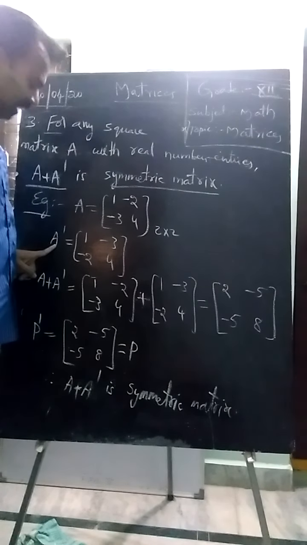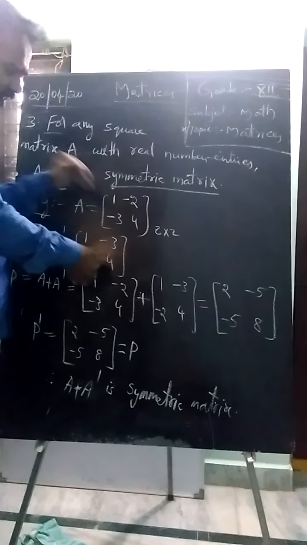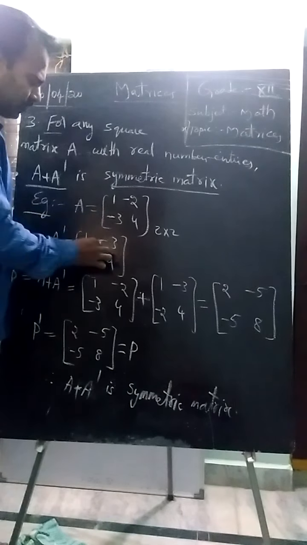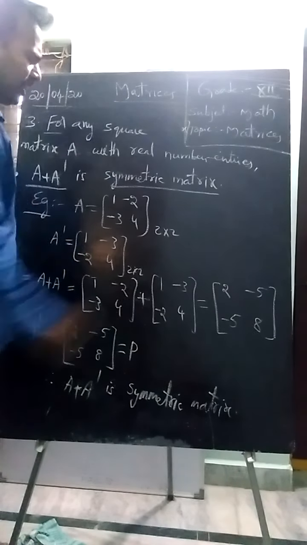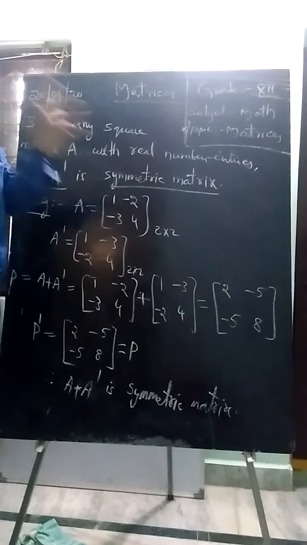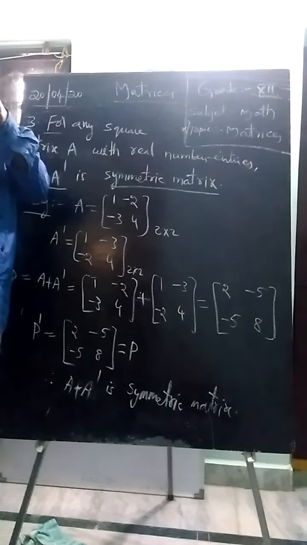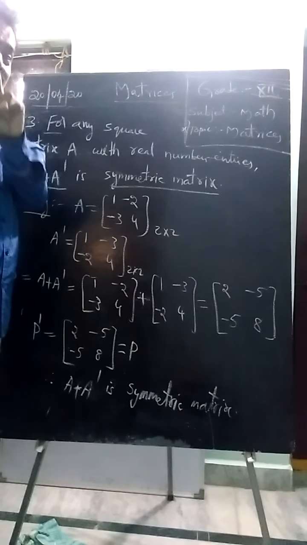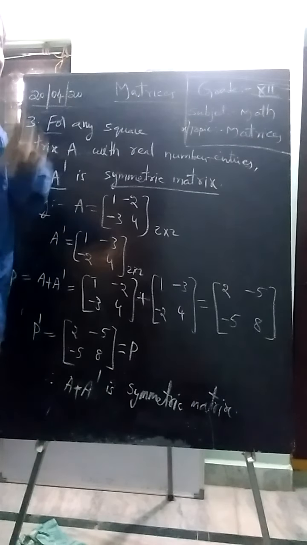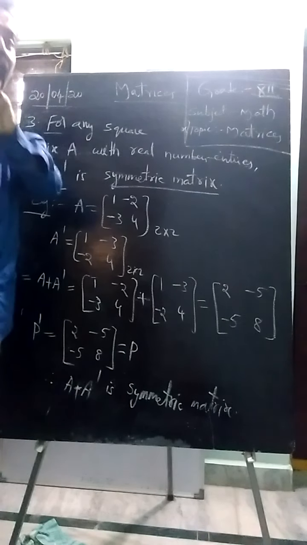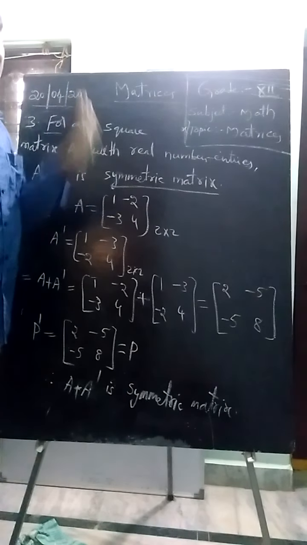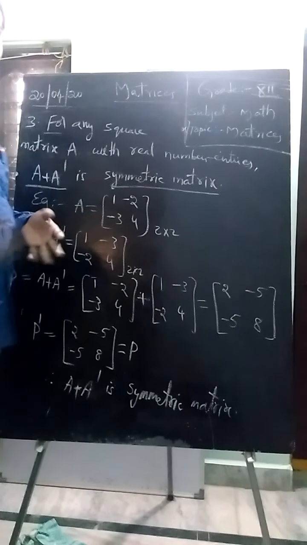1 minus 2, minus 3 4. Its transpose, what, students? You know transpose means changing rows as columns, or columns as rows, that is up to you. 1 minus 3, minus 2 4. It is also 2 by 2. Generally, we will get like that. Transpose exists for any matrix, but this property is only for square matrix. Symmetric matrix and skew symmetric matrix exist only for square matrices. I mean, we can define a matrix as symmetric or skew symmetric only when it is a square matrix, but transpose of a matrix exists for any matrix. Here also this application is applicable only when it is a square matrix, or else not possible.